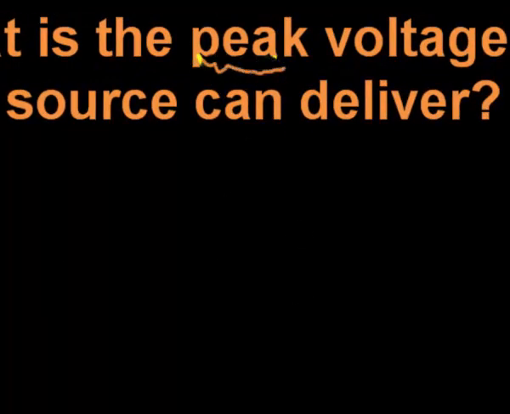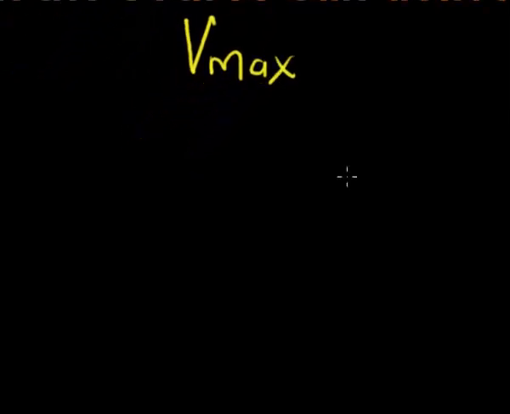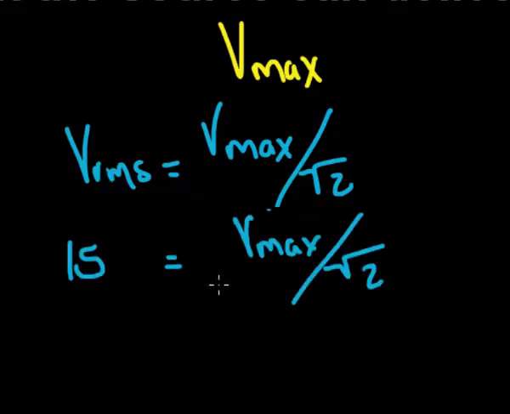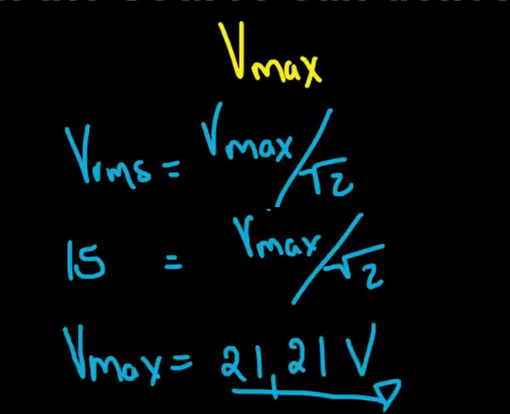Now the word peak here refers to our maximum potential difference that the source can deliver. So that means our formula Vrms is equal to Vmax divided by the square root of 2 will be used, and we've got this RMS value to be 15. Thus we will end up having Vmax is equal to 15 times the square root of 2, which gives us a maximum value of 21.21 volts. Note that we round off to 2 decimal places.